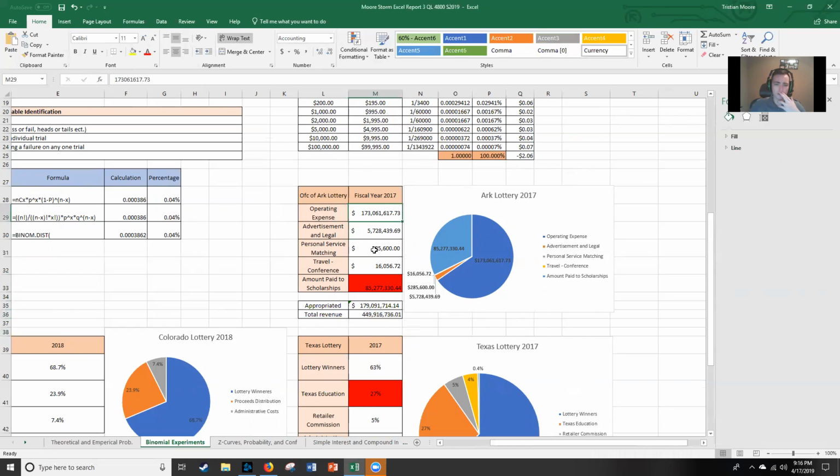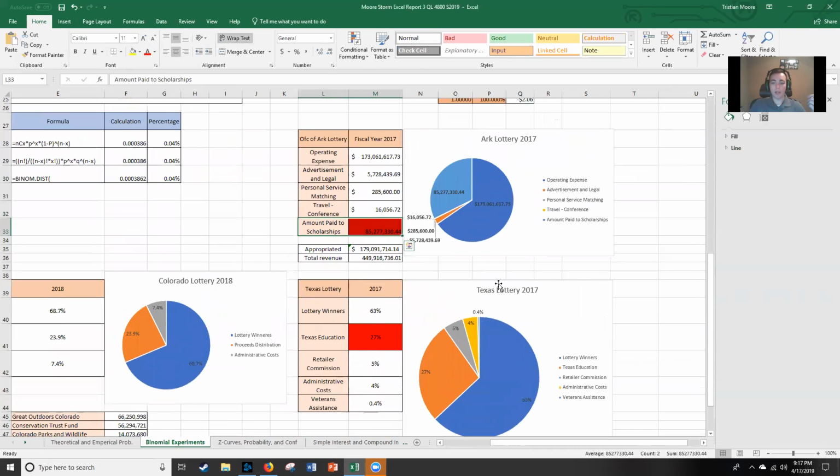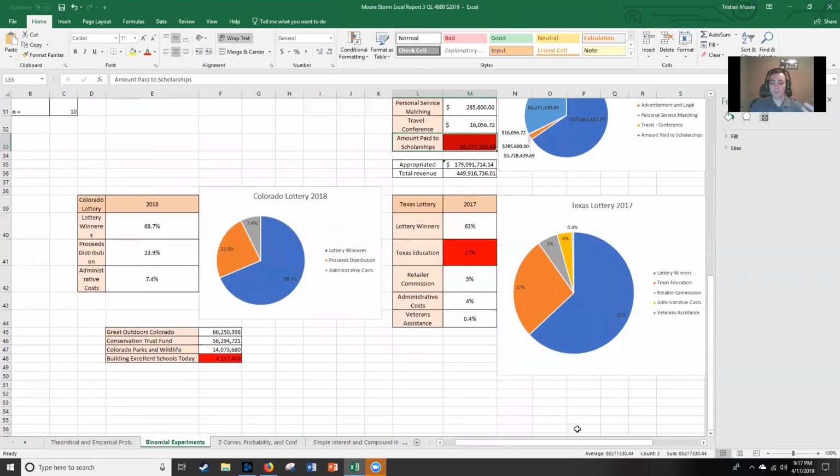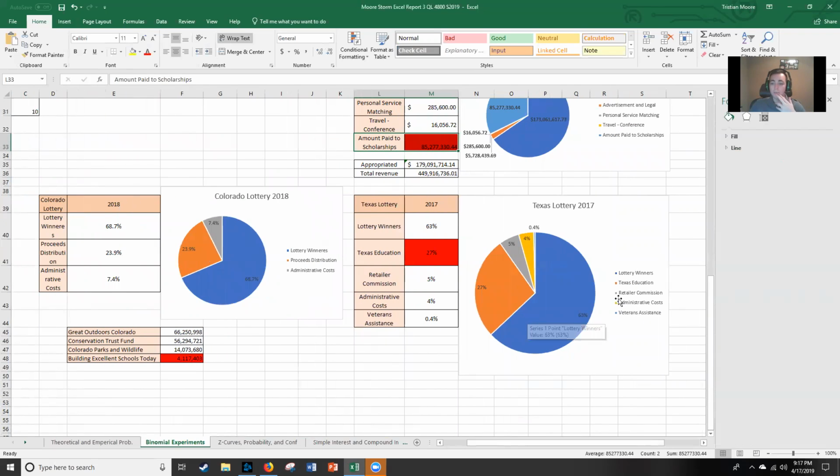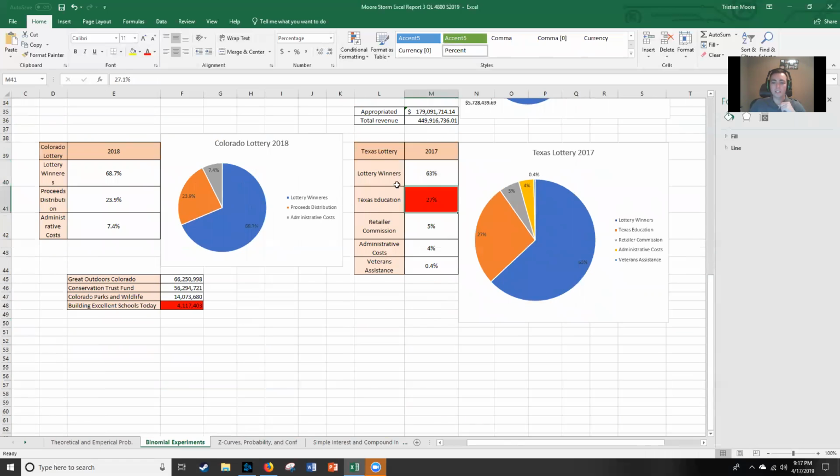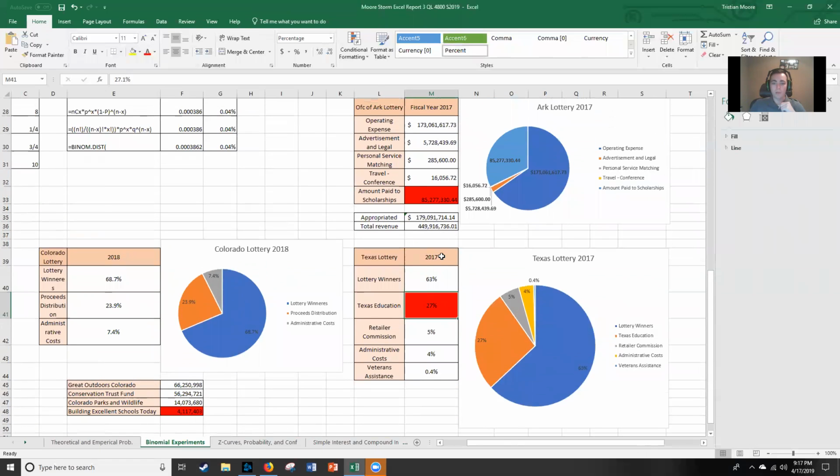The operating expense here, the vast majority of that money goes to operating expense, and the amount paid to scholarships, I would actually consider pretty high. $85 million goes towards scholarships, and I pulled from Texas. I spent a lot of time in Texas. I lived in Texas for a while, and pulled some percentages from the website. 63%. Now this said lottery winners, but I'm willing to bet that this is actually operating expense, kind of similar to what this is. 63% goes to operating expense.